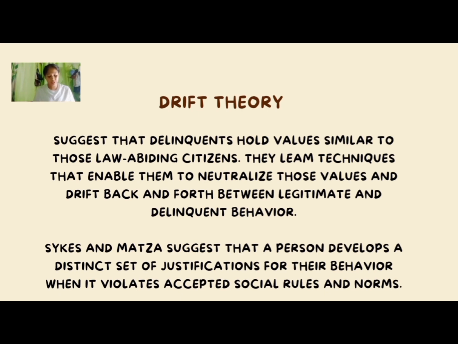Sykes and Matza suggest that a person develops a distinct set of justifications for their behavior when it violates accepted social rules and norms. So, yung theory na to is pinapaliwanag kung paano nangangatwiran yung isang tao kapag nakagawa siya ng krimen. For example, yung isang tao, tinatanggi niya yung isang krimen na ginawa niya at sinasabi niya na siya ay biktima lang din kung bakit niya nagawa yung krimen na yun. So, ayun yung ibig sabihin ng Drift Theory by David Matza and Gresham Sykes.